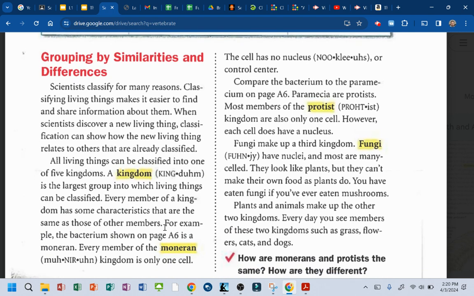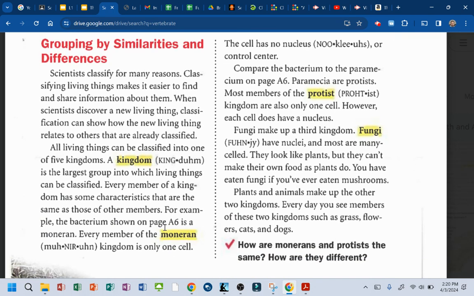Grouping by similarities and differences. Scientists classify for many reasons. Classifying living things makes it easier to find and share information about them. When scientists discover a new living thing, classification can show how the new living thing relates to others that are already classified. All living things can be classified into one of the five kingdoms, and now it's six, right? A kingdom is the largest group into which living things can be classified. Every member of a kingdom has some characteristics that are the same as those of the other members.